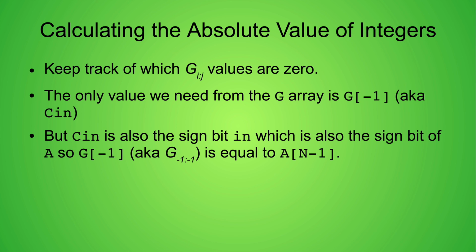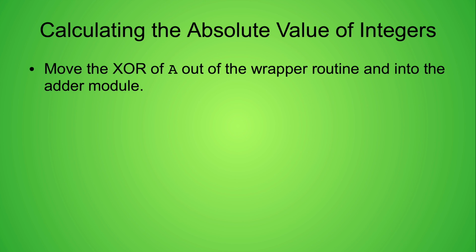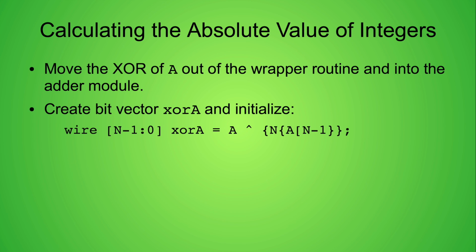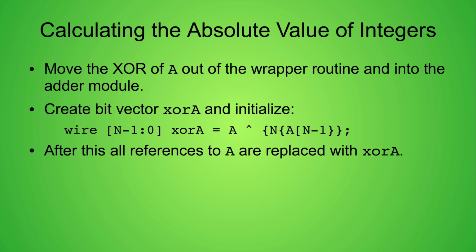Inside the adder, the sign bit of in is the sign bit of a, so we can use bit n minus 1 of a to initialize bit minus 1 of g. The last changes to the logic in the code are a result of moving the exclusive OR operation out of the wrapper module and into the modified adder module. The new version of the adder computes the value of XOR a, which conditionally is either a itself or the one's complement of a. After this, all references to a are replaced by XOR a.